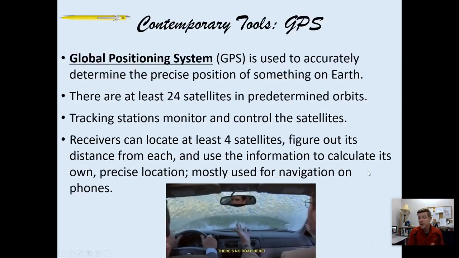Okay, GPS. We use GPS to accurately determine Earth's position, our position in relation to the Earth. Now, I'm going to show you about all the satellites. There's 24 plus in predetermined orbits. I will show you a video when you get in class in terms of all this and how it works.